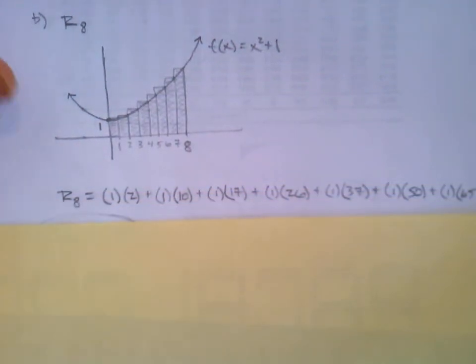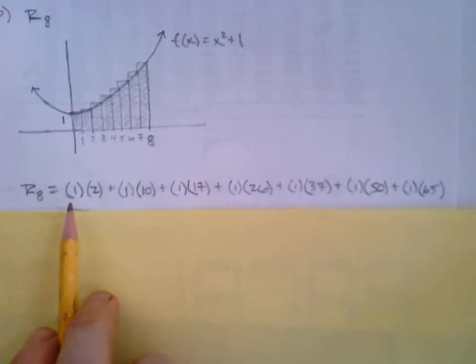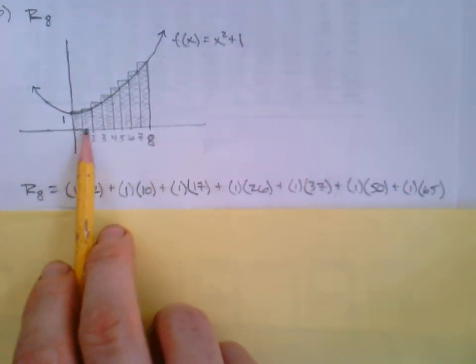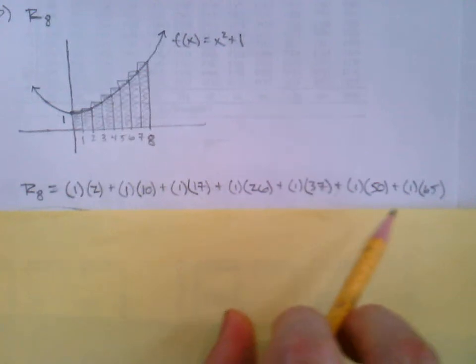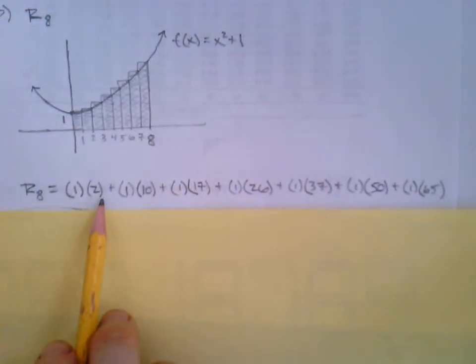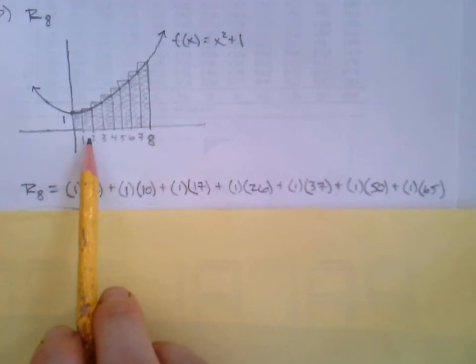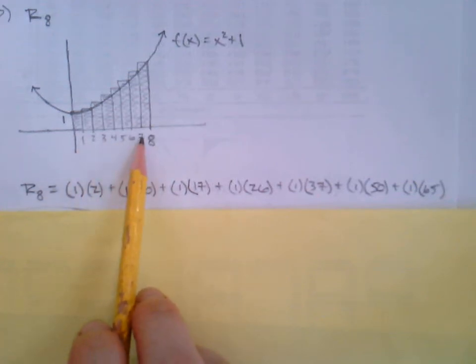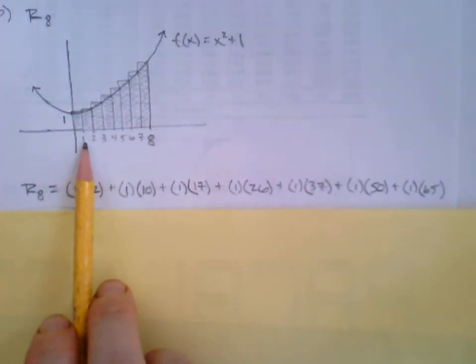Well, I've already done that. Here it is. Let's see if we can fit it all on the screen. I think we can. The base of every rectangle is 1. So 1's all the way down, right? And then the heights occur on the right side. So the heights occur at 1, 2, 3, 4, 5, 6, 7, and 8. We don't include 0 this time because we're on the right side. So the height at 1 is 2.